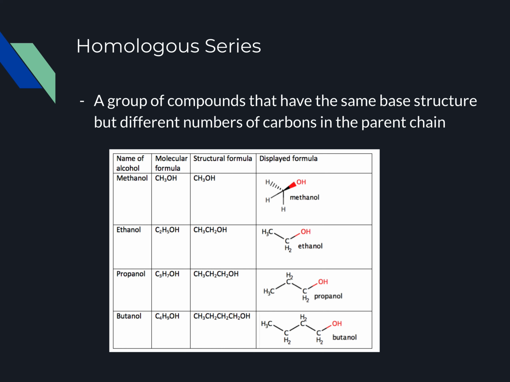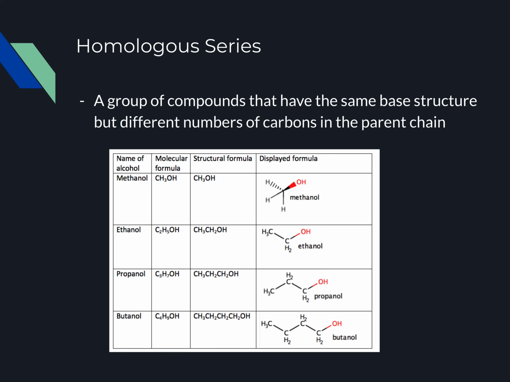The only difference between each of them is that they're just adding another carbon hydrogen group onto the end each time. Methanol has 1 carbon, ethanol has 2, propanol has 3, butanol has 4. But they all have the hydroxyl group in the same location. They're always on carbon 1. It doesn't have to be carbon 1 either. You could do a homologous series of propan-2-ol to butan-2-ol to pentan-2-ol. As long as the functional group is in the same location, it's a homologous series.